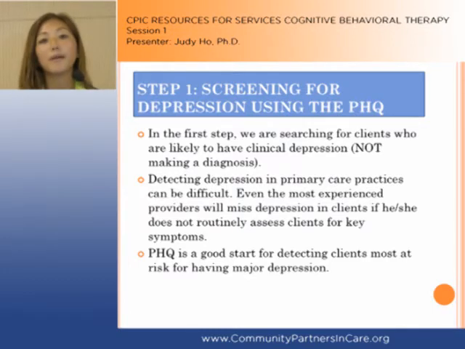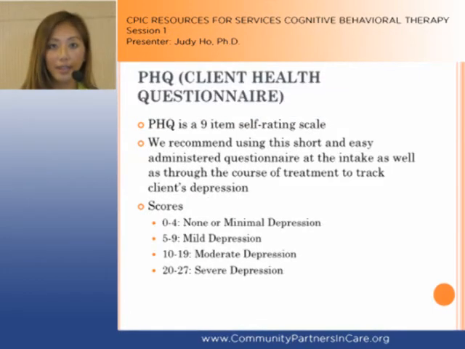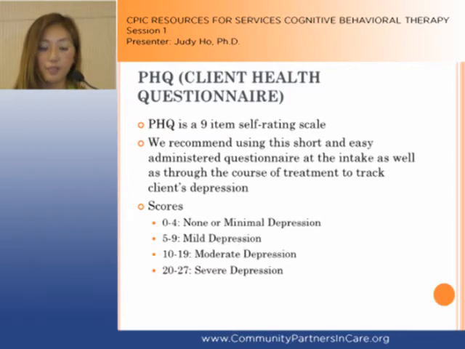So I want to talk a little bit about the PHQ, which is also known as the Patient Health Questionnaire. The PHQ is a 9-item self-rating scale. We recommend using this very short and easily administered questionnaire at intake, as well as throughout the course of treatment to track the client's depression. The scoring of this PHQ is very easy. 0 to 4 means that they have none or minimal depression. A score of 5 to 9 means that they have mild depression. 10 to 19 means that they have moderate depression. And 20 to 27 would indicate that they have severe depression.